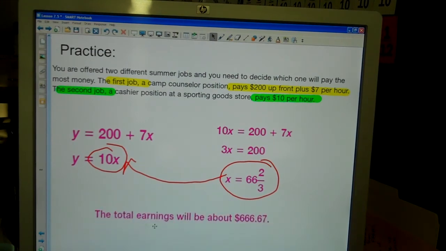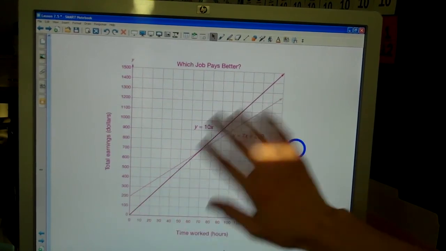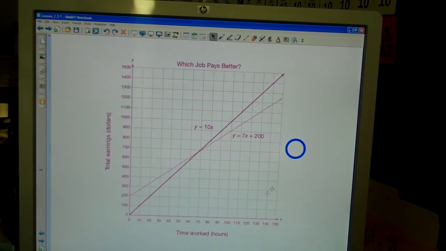And there it is. Your total earnings will be $666.67. Now, I know that's not a nice number, but that's what it is. So at 66 2/3 hours, both jobs make that amount of money. And here's how you can see that graphically. Look at this. Here, we've done all this work. We've graphed it. We have our total time worked, our total earnings, both equations, and then we look for the solution, which is right here.